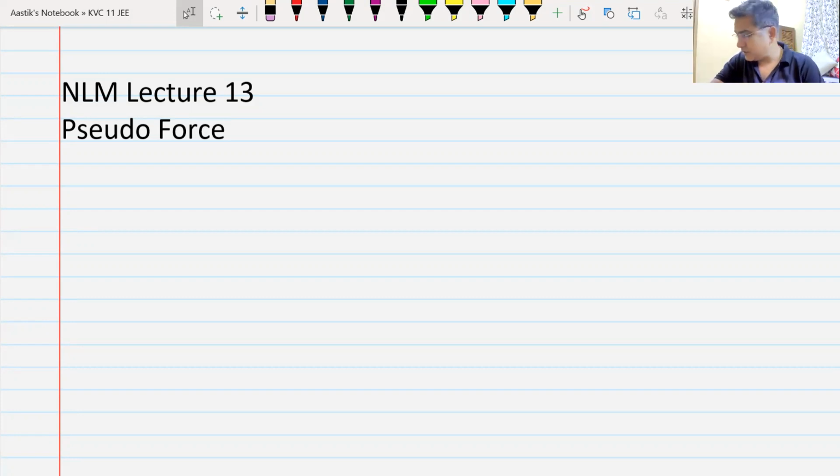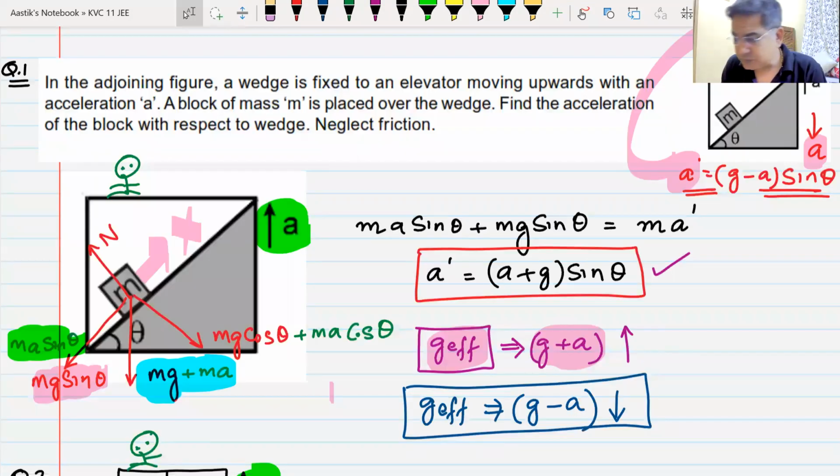In the previous case, you had seen how we solve problems on pseudo force. The problems were pretty simple. What we had to do is that to take into account pseudo force, we just have to apply a force MA in the opposite direction to the direction of acceleration. Do we remember this? Yes or no? Apart from that, the question remains exactly the same.